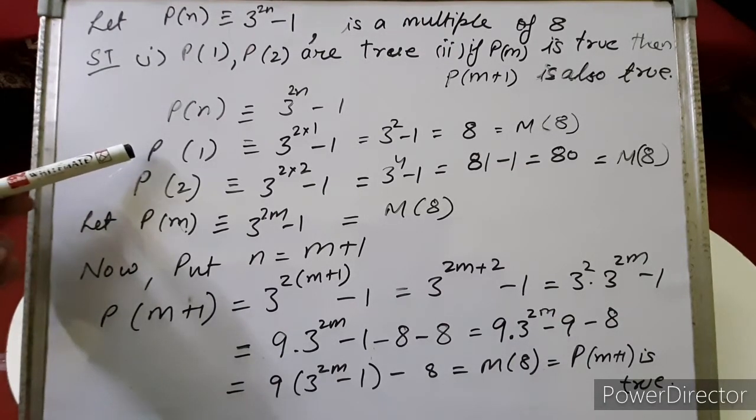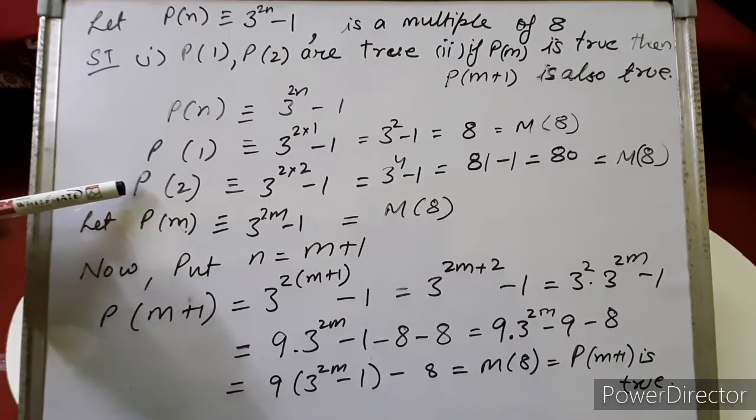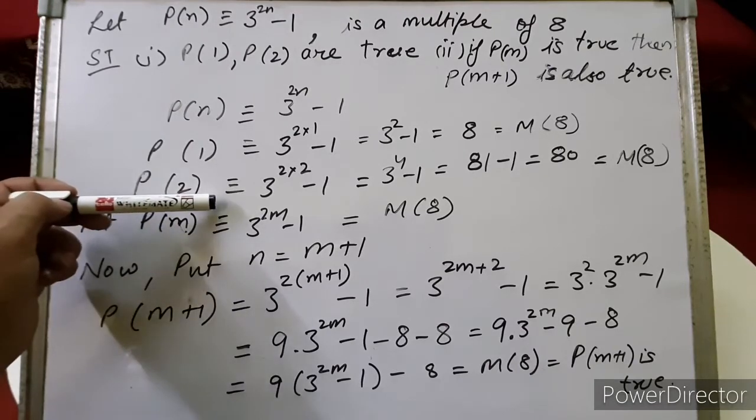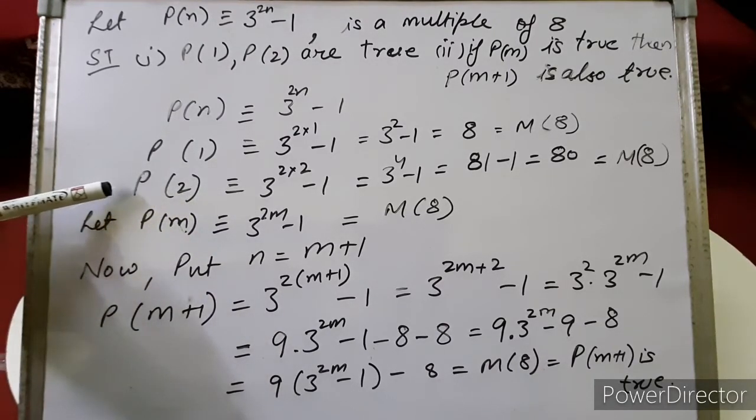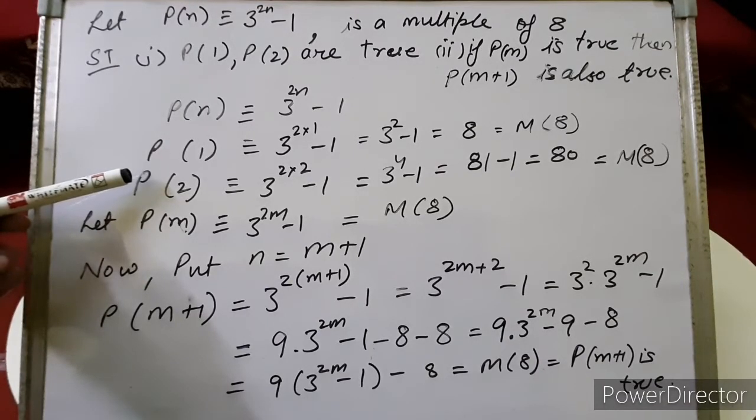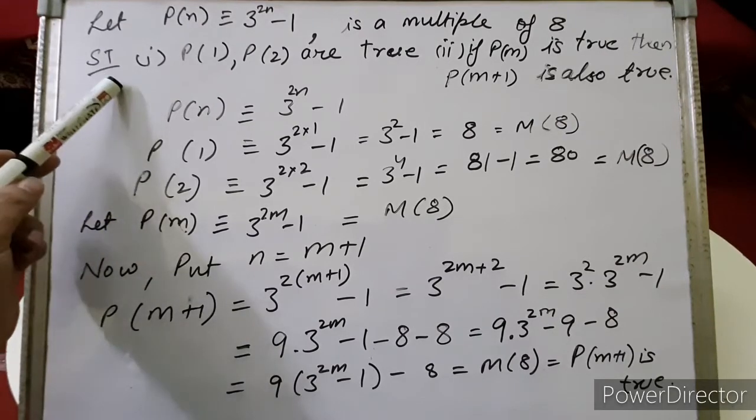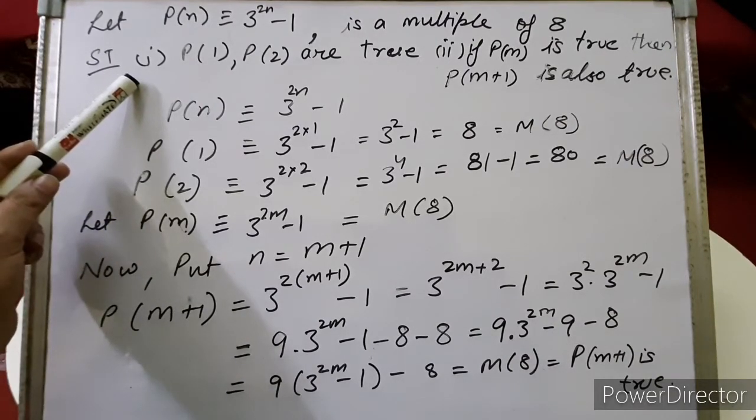Now let's check for n equals 2. Let's substitute the value of n as 2, right? When we do that, P2 is equal to 3 to the power 2 into 2 minus 1. 3 to the power 2 into 2 will be 3 to the power 4, and we know that 3 to the power 4 is 81. 3 is 9, 3 is 27, 3 is 81. 81 minus 1 will be 80. So 80 is a multiple of 8. 8 tens are 80. We all know that, right? Now we have done the first part. We have shown that it is true for n equals 1 and 2.